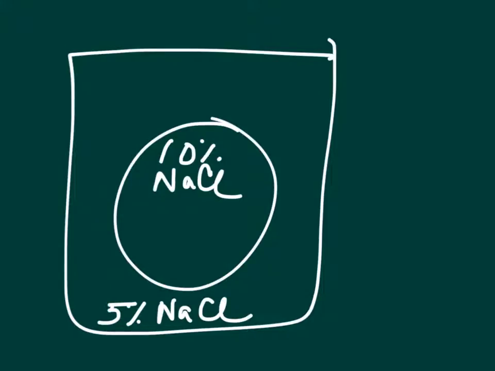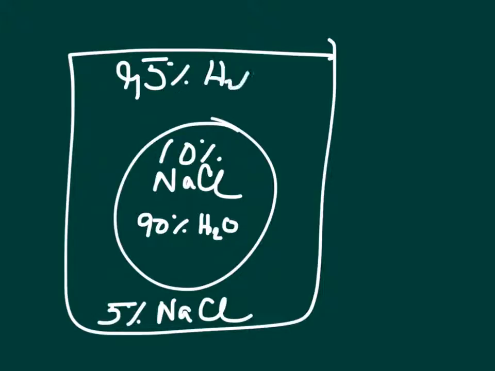Next scenario, we have a beaker and a cell. It's 5% solute on the outside of the cell, and it's 10% solute on the inside. How much solvent is there on the inside and outside? It's 10%. How much solvent is in the cell? 90% water. And it's 5% sodium chloride on the outside, making it how much water? Will water move in or out based on that?